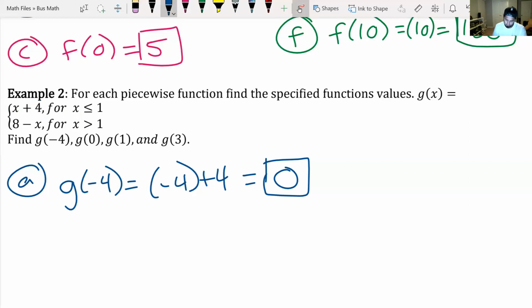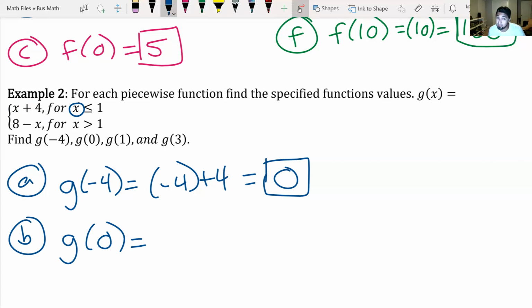Okay? B, g of 0. When x is 0, is 0 less than or equal to 1? Yes, 0 is definitely less than 1. So again, we get to use x plus 4, plug in 0 for x, and you'll get 0 plus 4, so we'll get 4.